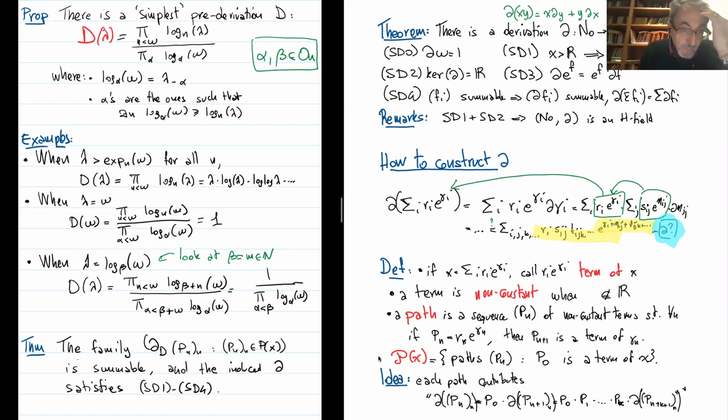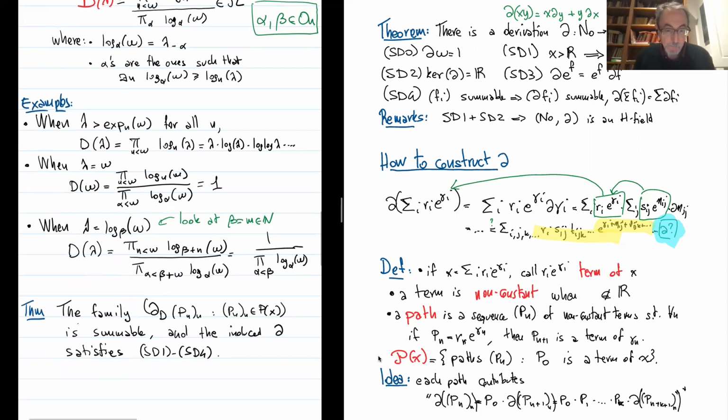Okay. So notice that this simplest pre-derivation takes values in the monomials, right? Yes, because the point is, in this particular case, this value is a monomial. It's a product of monomials, and an infinite product of monomials is a monomial as well. So in this case it's easy. There is a more technical thing that you can say when the derivation doesn't take values in the monomials. But whenever it takes values in the monomials, it works. You get the summability and everything.